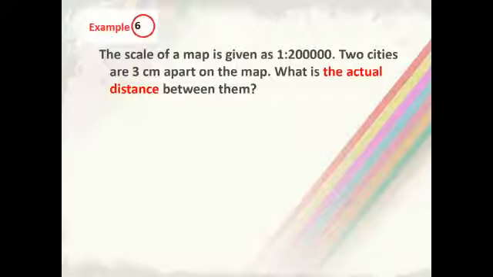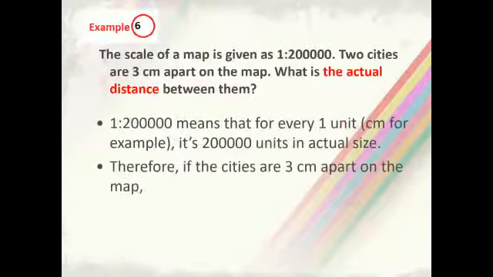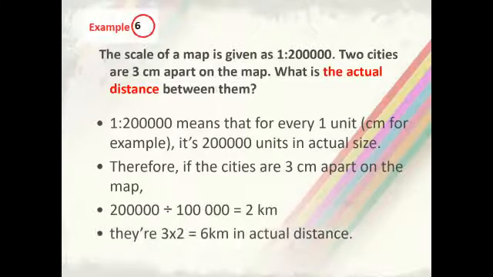Okay, so look, the units are different, because now it is 3 centimeter and 200,000 centimeter, but the actual distance between the two cities should always be in kilometer. So you can change it now. Then you have to apply the formula. So you will get 6 kilometer in the actual distance.